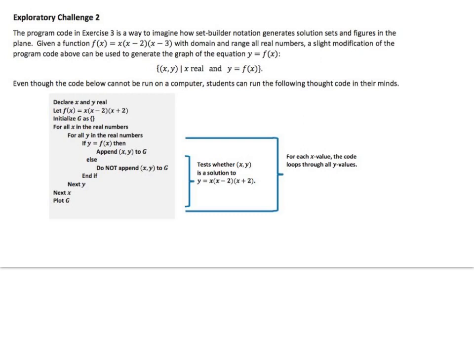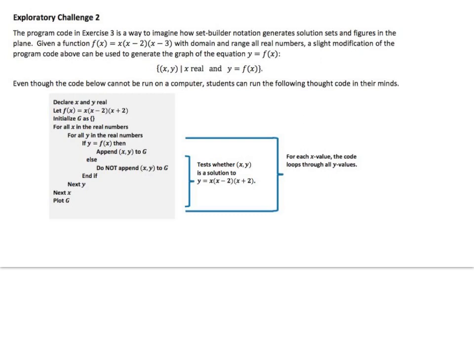Given a function f of x equals x times (x minus 2) times (x minus 3) with a domain and range of all real numbers, a slight modification of the program code can be used to generate the graph of the equation y equals f of x. So the set of all (x, y) such that x is real and y equals f of x.